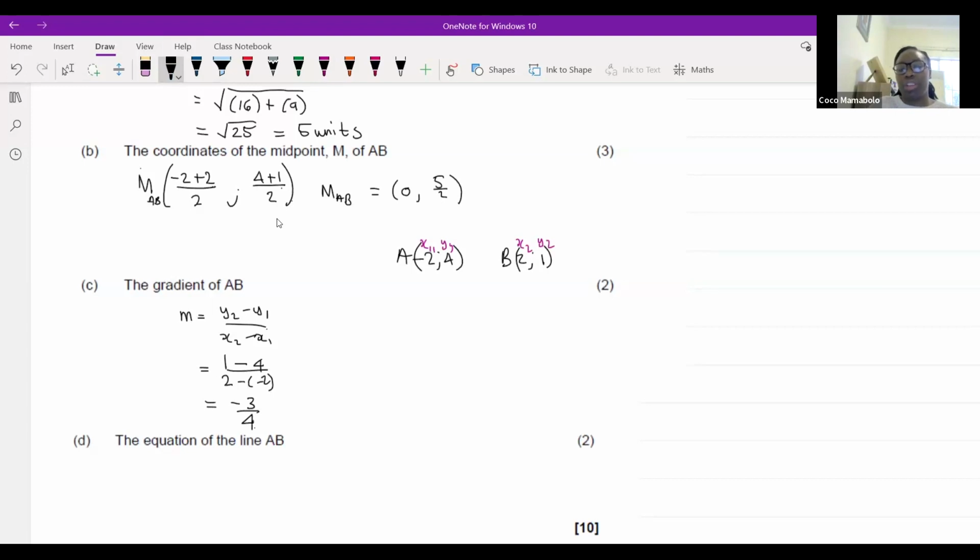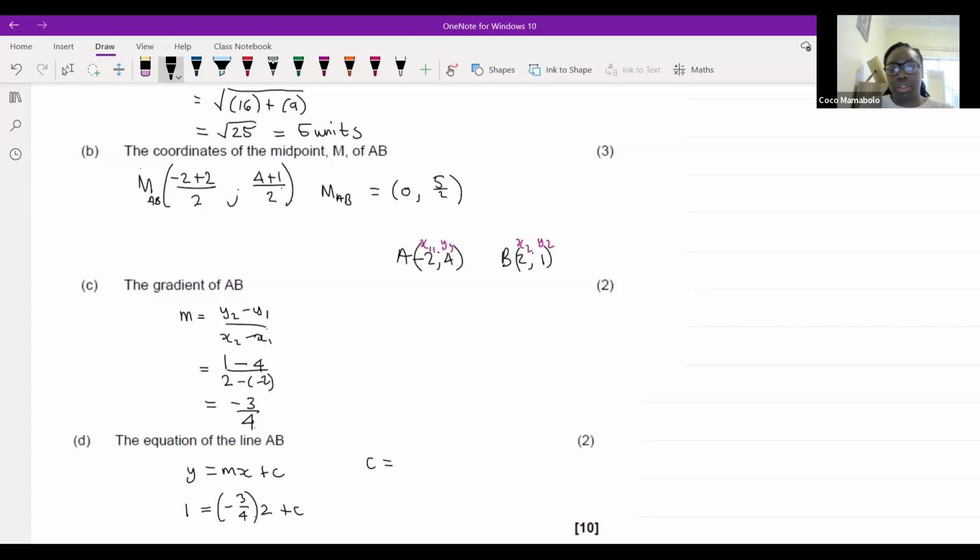And then the equation of the line would just be me finding y is equal to mx plus c. Okay, I then have my gradient. So I just need to plug in another value. I'm going to choose B to plug in here. So I will have 1 is equal to my gradient of negative 3 over 4 multiplied by 2 plus c. And then we just need to find c here.